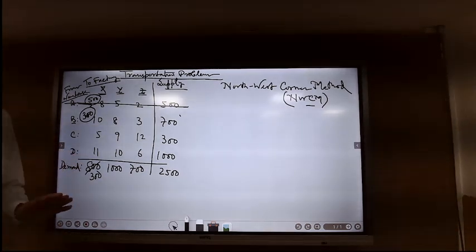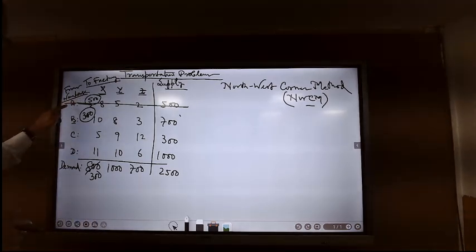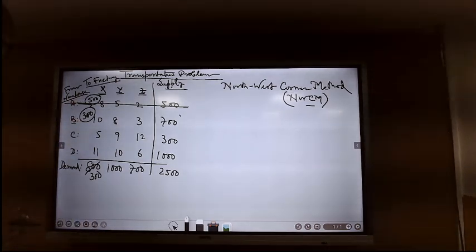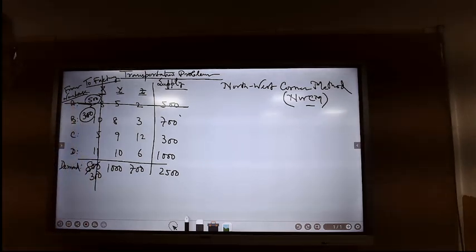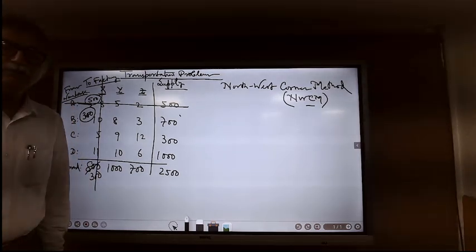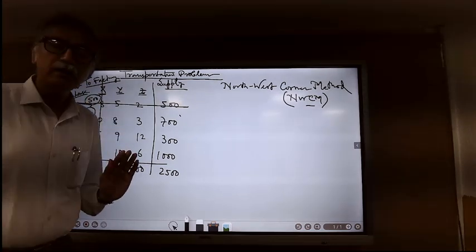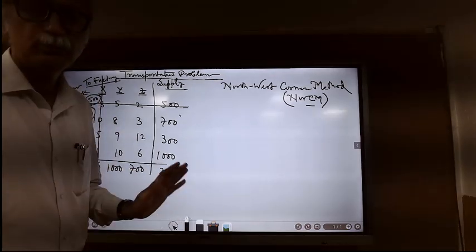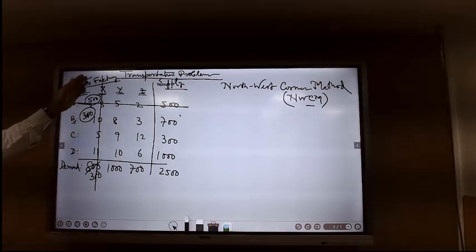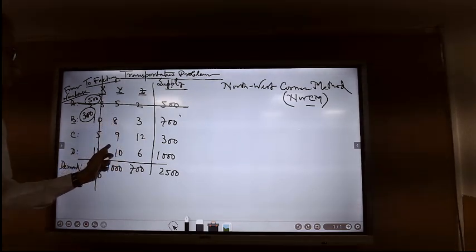Now the demand of X is completely satisfied. It has got 500 from warehouse A and now 300 from warehouse B. So column X is of no use now, because X will not demand any material from any warehouse. That's why we have cancelled this column fully. Now the matrix has 3 rows and 2 columns only.